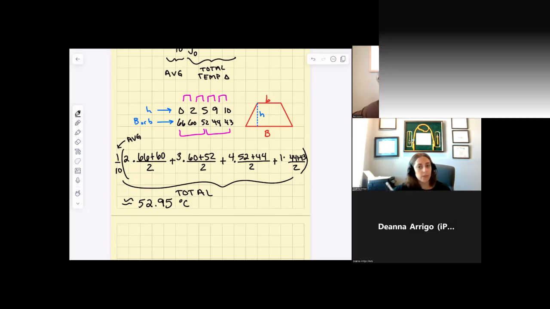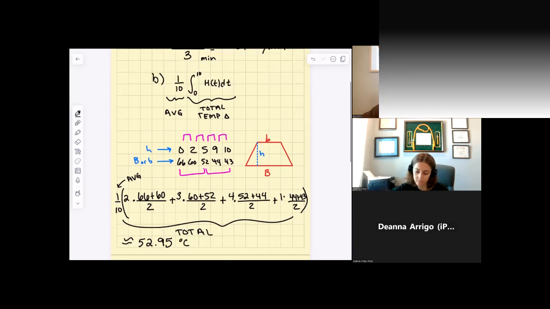So in terms of scoring, you would get 1 point for the explanation where you talked about how that represented the average temperature, 1 point for showing your work for the trapezoidal sum, and 1 point for getting the correct answer. So I should just do what we did up there, like say this is the total temperature, and if you divide it by 10, that makes it the average temperature.